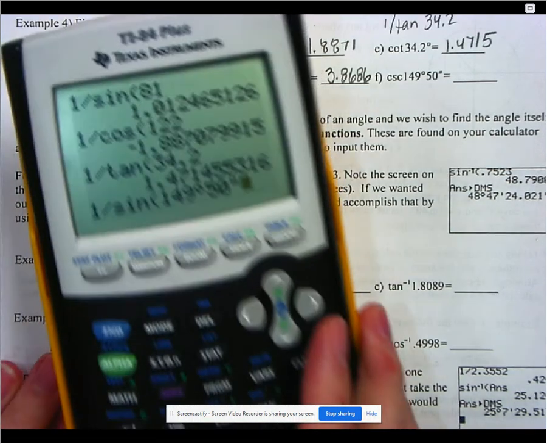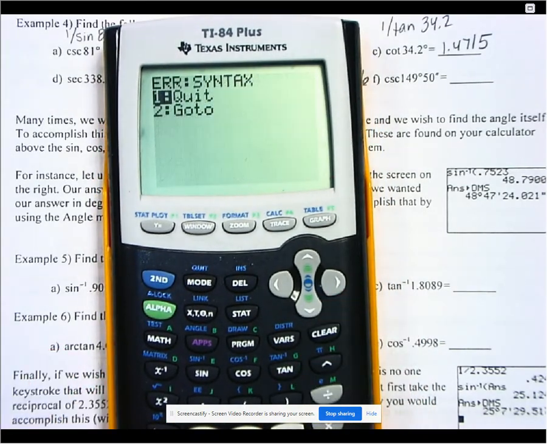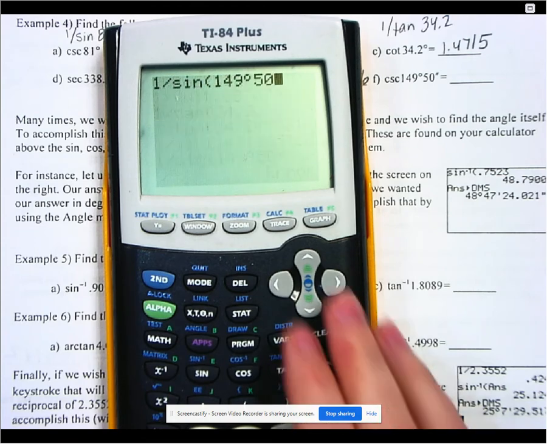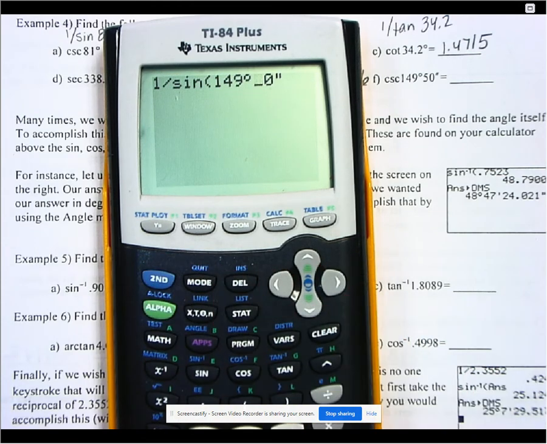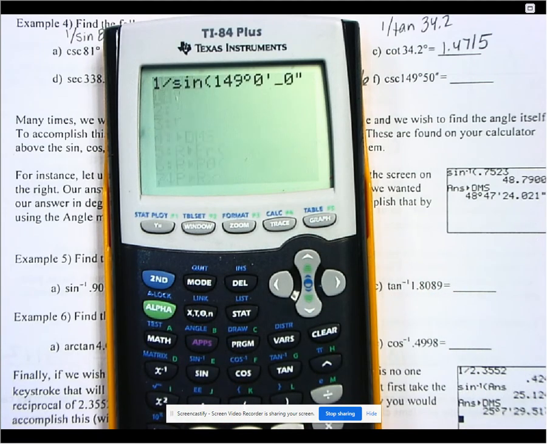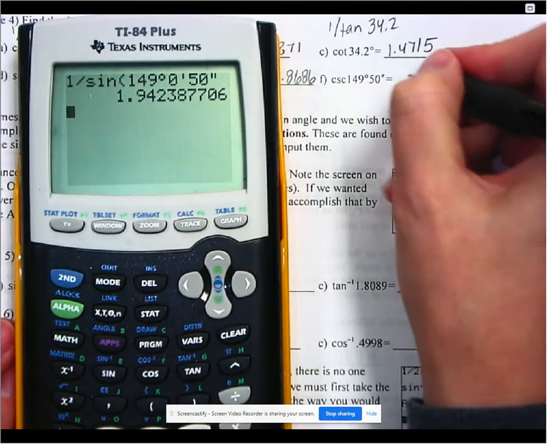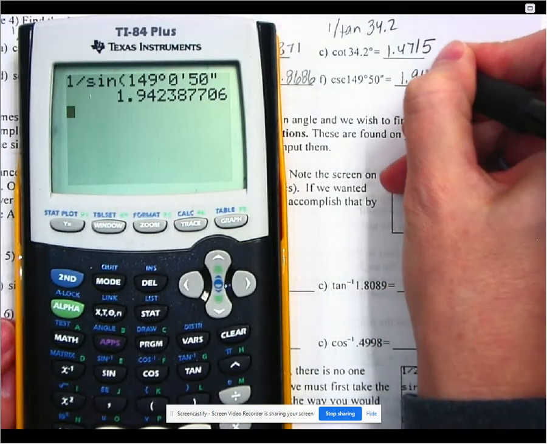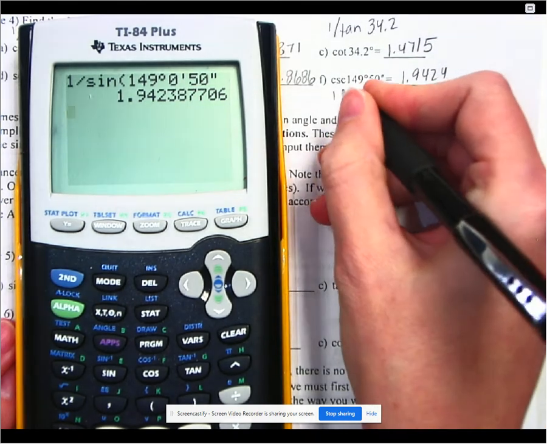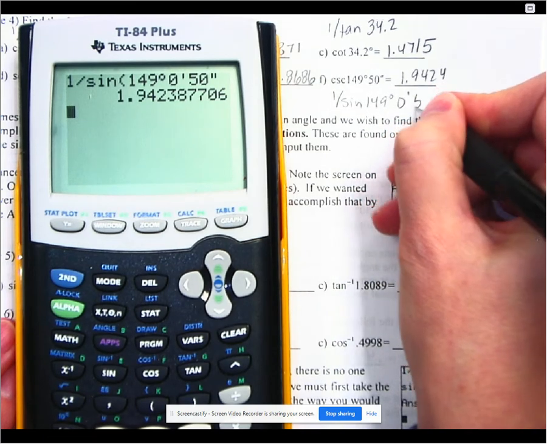All right, on F, pause if you haven't done F yet, but on F, when you go to do this, your calculator doesn't understand because you cannot skip minutes. If you have seconds, you have to have minutes. So I'm going to go in here and insert 0 minutes. And then the calculator will know what to do. So it was 1 over sine of 149 degrees, 0 minutes, 50 seconds.